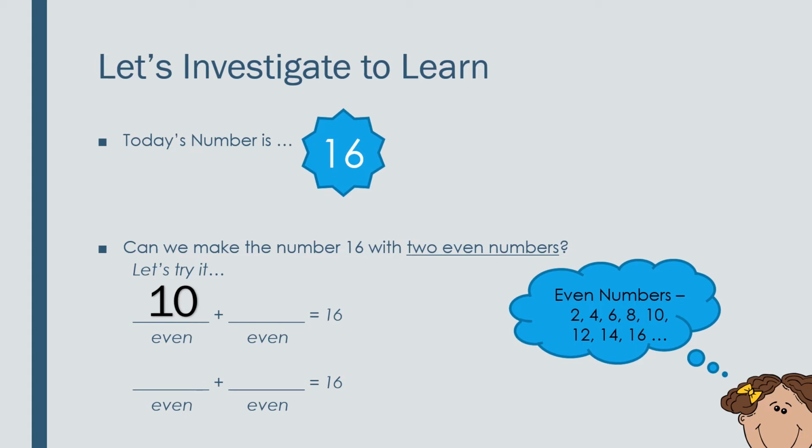Correct. We would need to add 6, which is an even number, to get the sum of 16. So adding two even numbers made an even sum of 16. Let's try one more time. If we start with 8, what would we have to add to get a sum of 16? You got it. We would need to add 8 to get a sum of 16. So adding two even numbers made an even sum of 16.